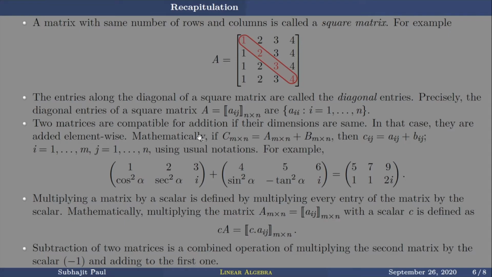We do not have to invent rules for subtraction separately. So subtraction over here, if you subtract this matrix from this matrix, this will be 1 minus 4, that is minus 3, 2 minus 5, that is minus 3, 3 minus 6, that is minus 3, cos square alpha minus sin square alpha, that is cos 2 alpha, sec square alpha plus tan square alpha, that is no more simplification, and I minus I, that is 0. So this will be true because of combination of these two things, that multiplying the second matrix by the scalar minus 1 and then add to the first one.